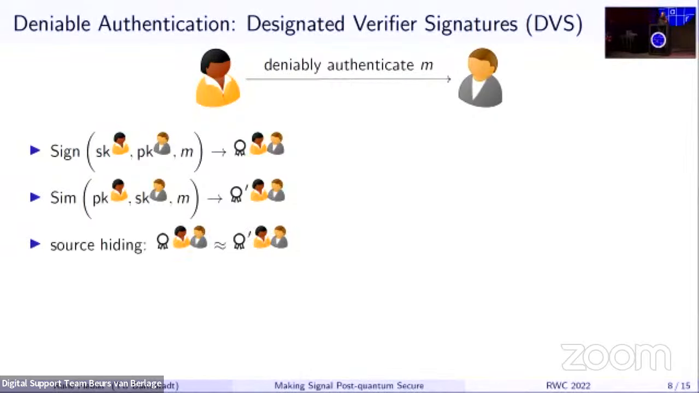And this also produces an Alice-to-Bob signature. And the cool property of DVS schemes is the source hiding property, which tells you that it is indistinguishable whether an Alice-to-Bob signature was produced by the sign algorithm or by the simulate algorithm. Spoiler, this is where we're getting our deniability from.